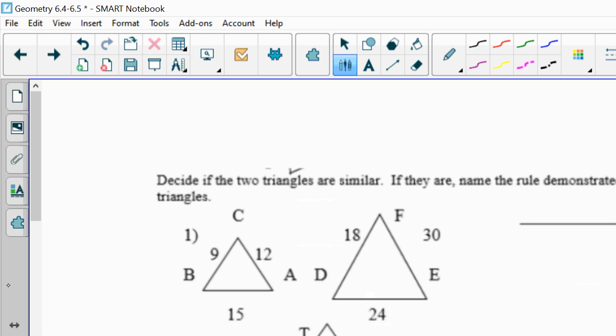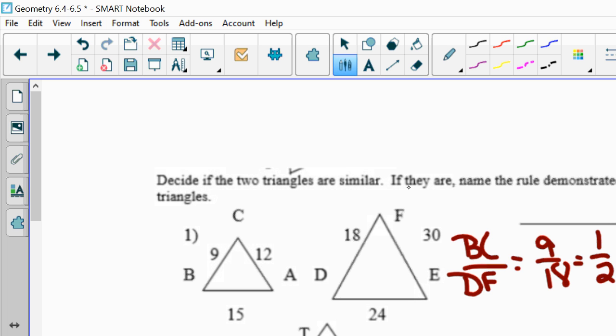All right, let's look at the next page. Again, we're going to decide if the two triangles are similar. If they are, we're going to name the rule demonstrated and name the two similar triangles. So number one, again, all that they give me are the three sides. So I need to check my ratios, my proportions. So I need to check BC over DF. So I get 9 over 18. That reduces down to 1/2.